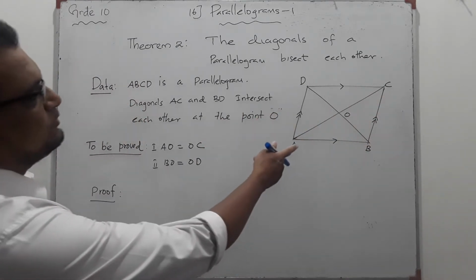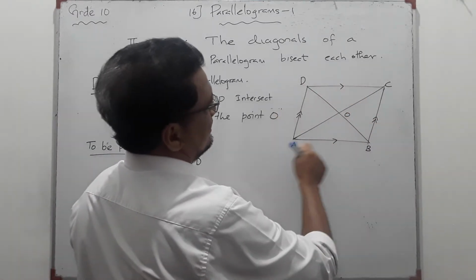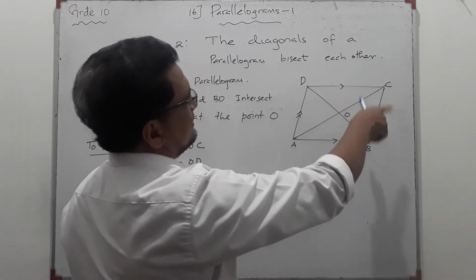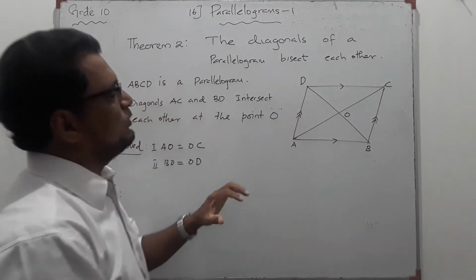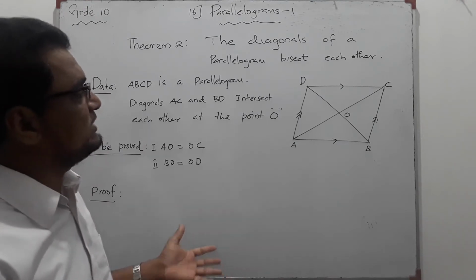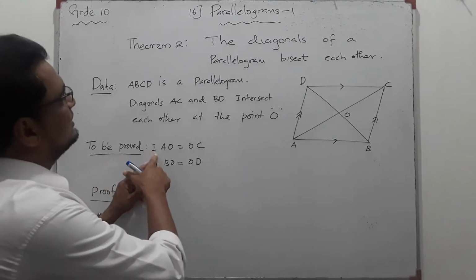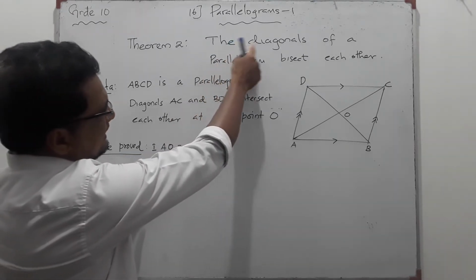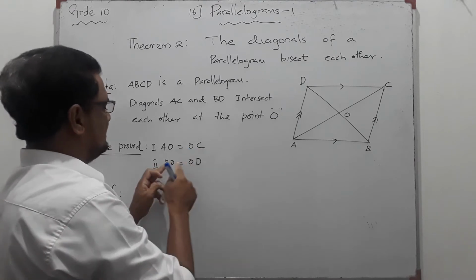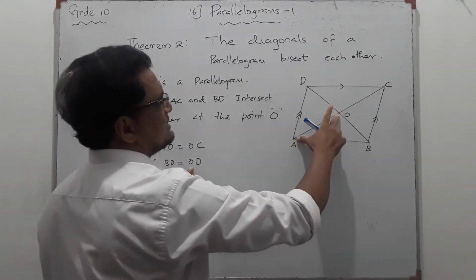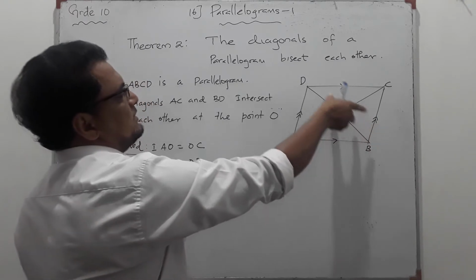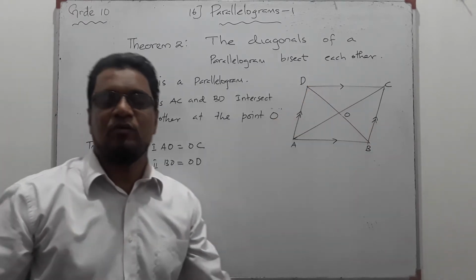Now look at this picture. What do we need to do here? To be proved: according to this data, the diagonals of a parallelogram bisect each other. That means AO equals OC, BO equals OD. AO, this length, equals this length, OC. Similarly, BO is also equal to OD. This is what we are going to do here.